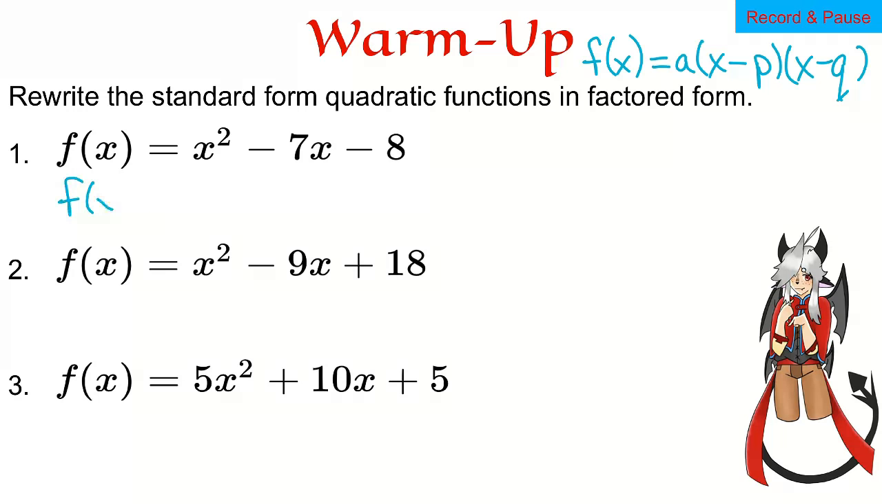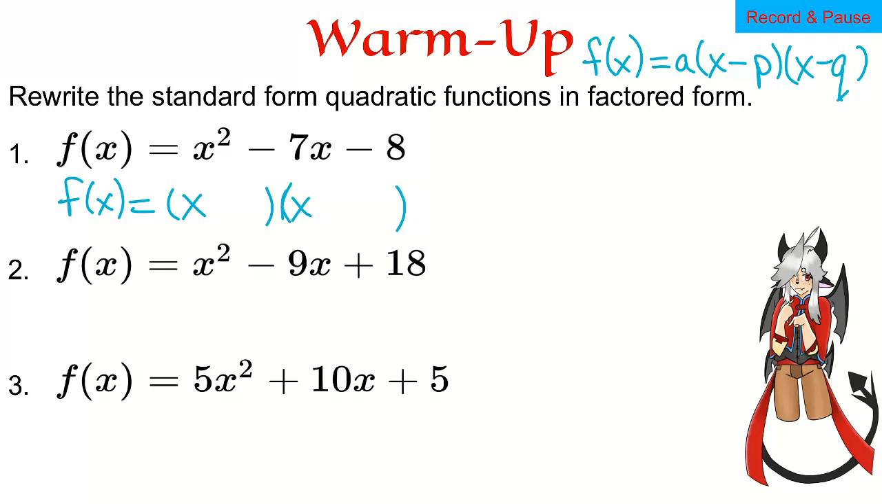So we have f of x, that's our function notation. And since there's no a value, I'm going to have two binomials here. Since this is an x squared, it's going to be x times x, that's x squared. So remember, we're doing the inverse of FOILing. Factoring is the inverse of FOILing.